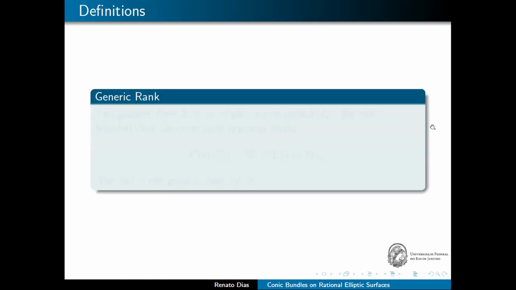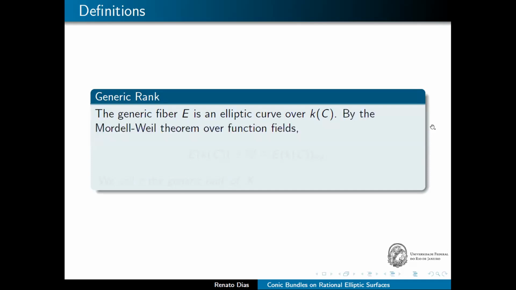Okay, so we also have the generic rank. I've just said that the generic fiber is an elliptic curve over K(C), and by the Mordell-Weil theorem for function fields, we have this decomposition: a free group here, which is Z^r, and a torsion part of the group. And we call this r the generic rank of X. That's an important number for us.